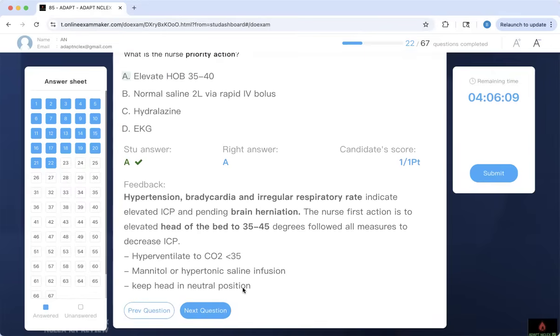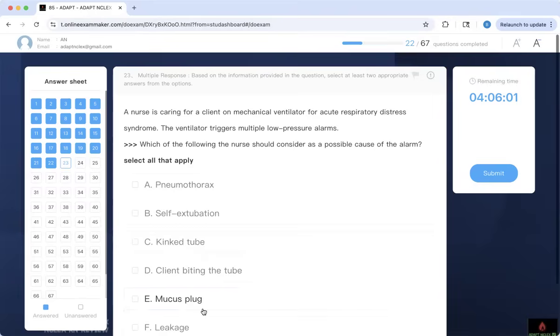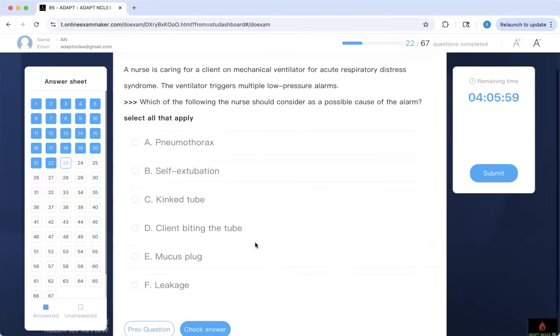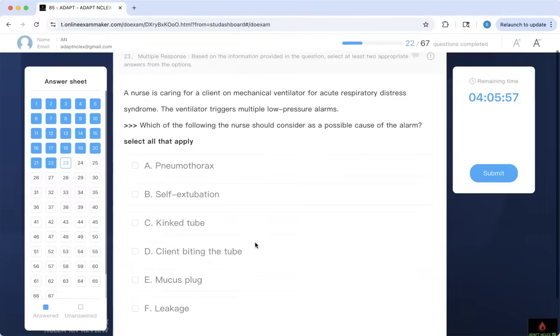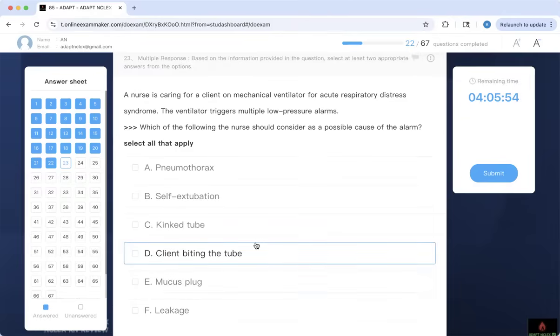And that's the hyperventilate them. Give them hypertonic. Keep the head in a neutral. Elevate the head. Know this. You see, these are concepts. All the questions, like I said, it's a concept. Exactly like this one. A classic NCLEX concept. I want you to know it.